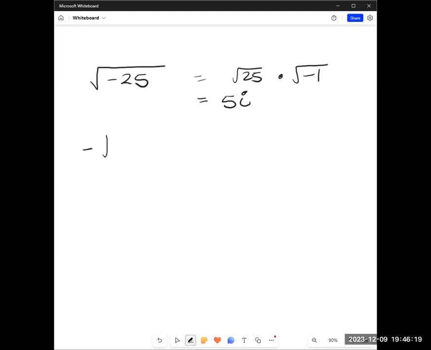Now we're going to have a negative root of -144. So leave that negative outside. We have a 144 inside this root and a root of -1 there. So this can be a negative root 144 is 12. And there we go.